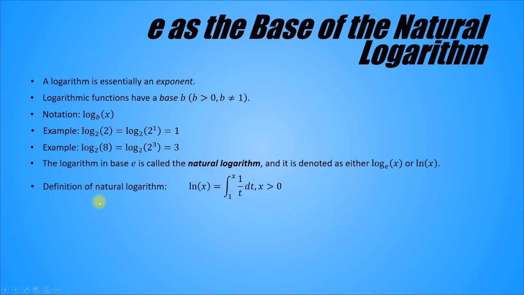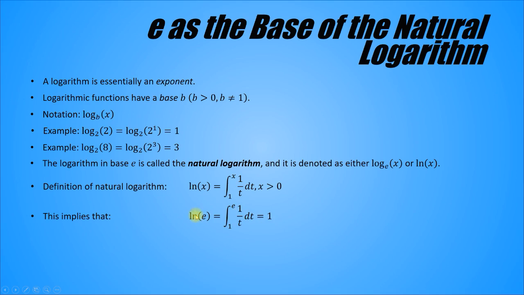Now, if you take Calculus 1, you learn that the natural log of x is defined in terms of this integral here. It's the integral from 1 to x of the function 1 over t dt. And this is only defined for x greater than 0, positive x. So this implies that the natural log of e, which is the integral from 1 to e of 1 over t dt, is 1. Why?